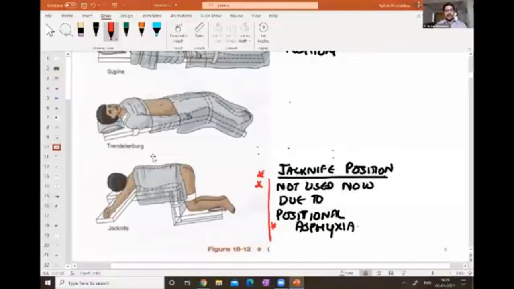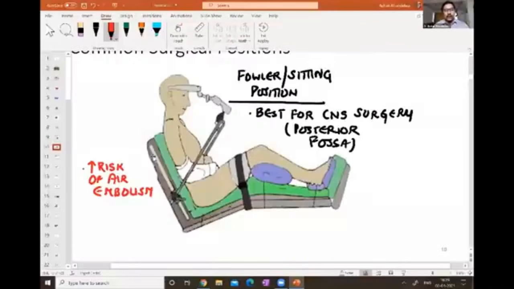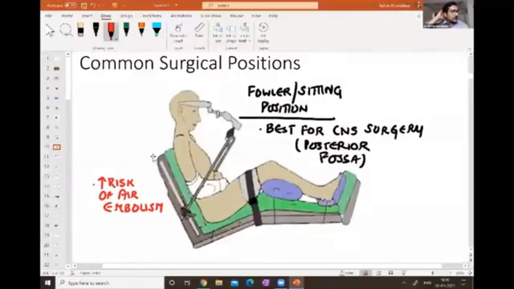This image or this position has also been asked. This is Fowler's or sitting position. This is best for CNS surgeries, especially the posterior fossa surgeries. The drawback of this position is that there is increased risk of air embolism. The good thing about this position is better exposure, and it gives you a bloodless field. Better exposure, bloodless field, but the drawback is increased risk of air embolism.